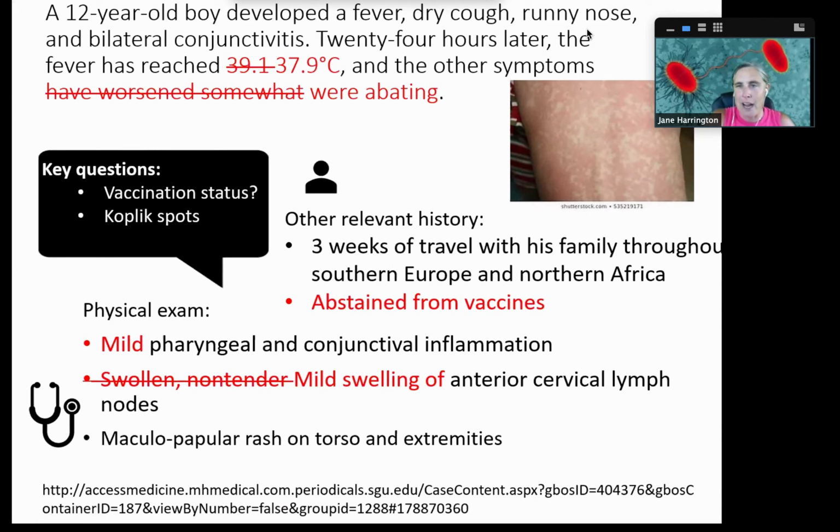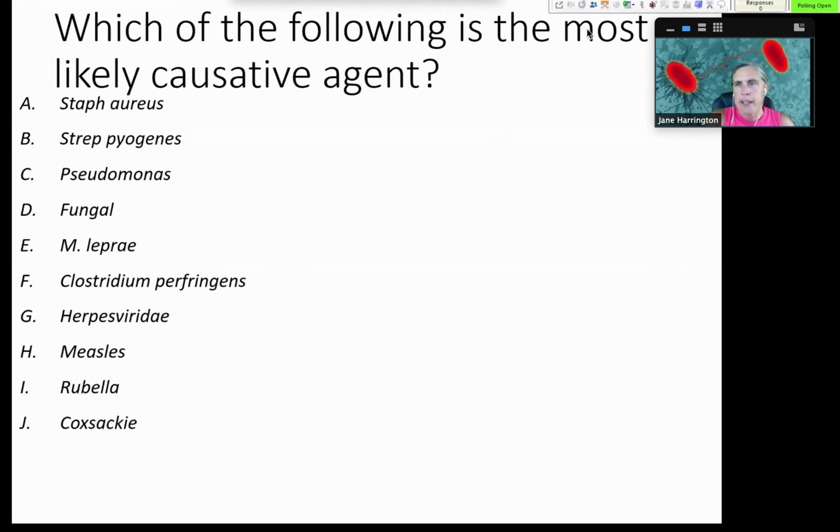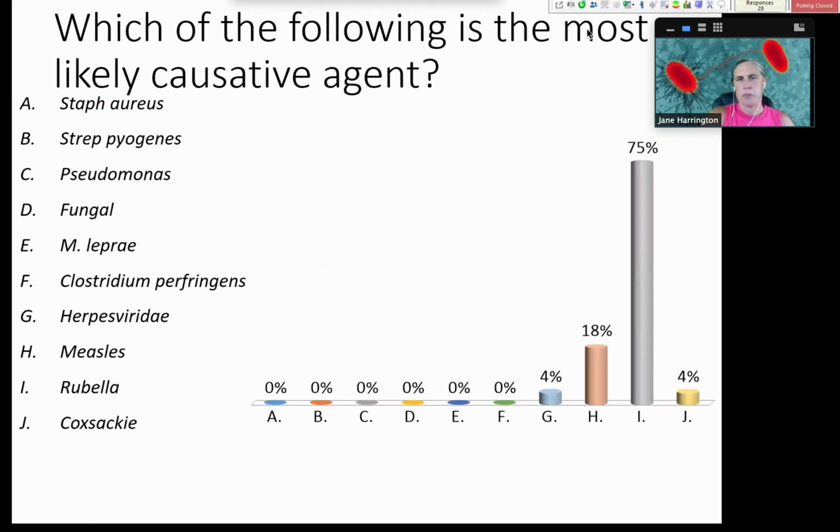Hopefully I'll get my timer. Okay, so yeah, polling is open. Go ahead and submit your answer. Okay, I got 27 answers and I'm just clicking through. I think my animations are off. So the correct answer for this one is going to be rubella.